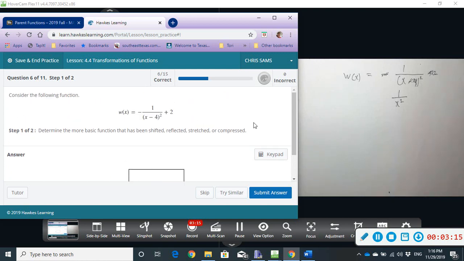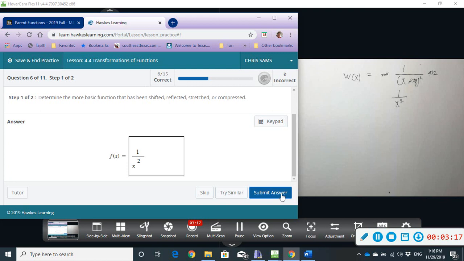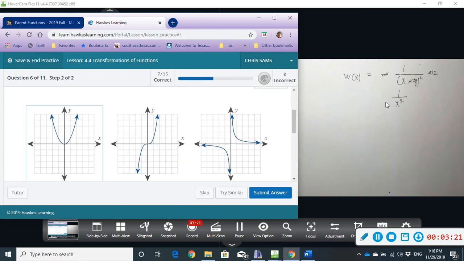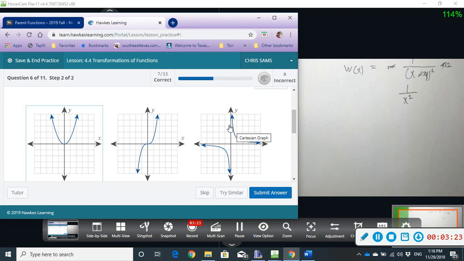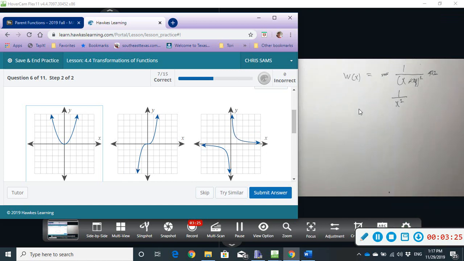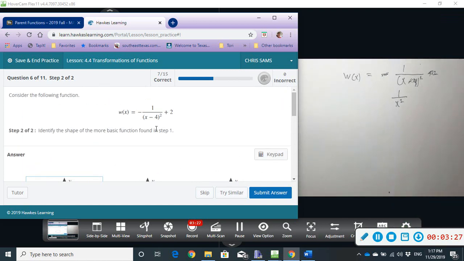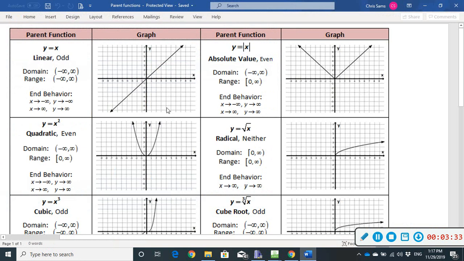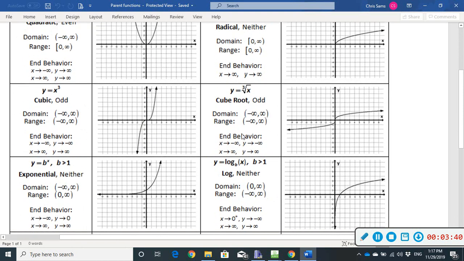And then we have a part 2 they're going to ask us here next. Alright, so now once you kind of see the basic form, now we want to know the shape of the graph, or the more basic function of the graph. Now I didn't close it out yet, but if you kind of look here, some of them you'll be more familiar with, but not all of them.